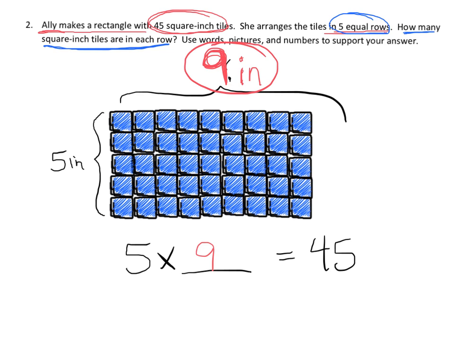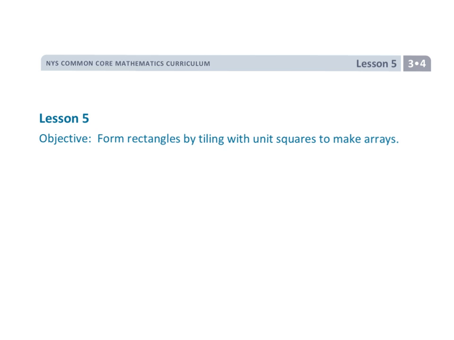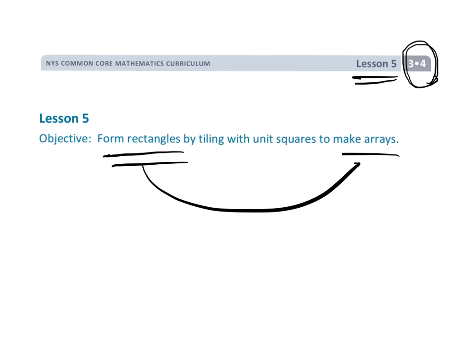So how many square inch tiles are in each row? And the answer is 9. And that is 3rd grade Module 4, Lesson 5, where we're connecting rectangles to the arrays and really multiplication.